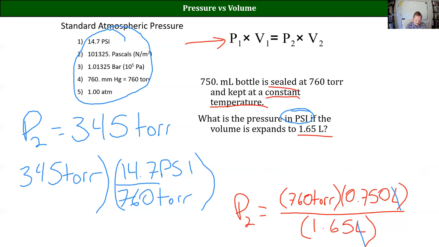And that'll give us our final answer. P2 in PSI, 345 over 760 times 14.7, 6.67, not Torr anymore, PSI.